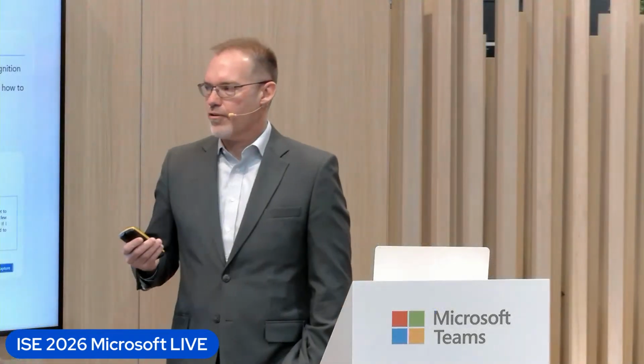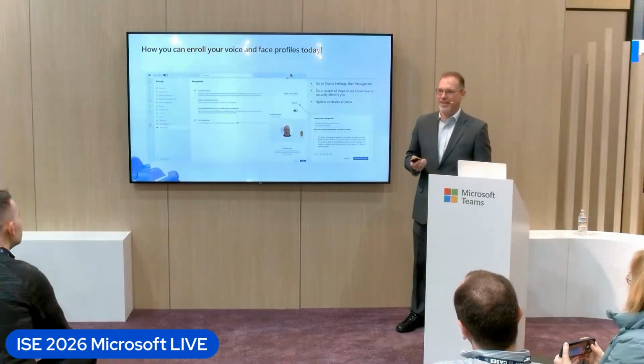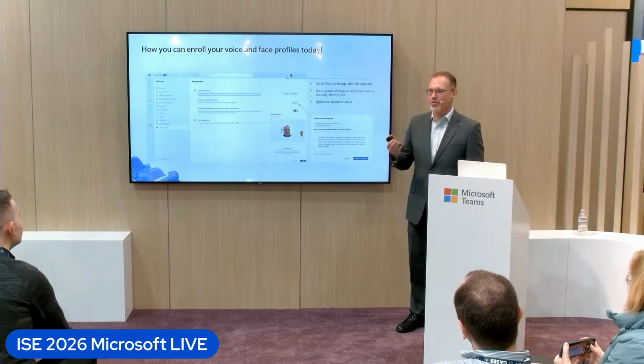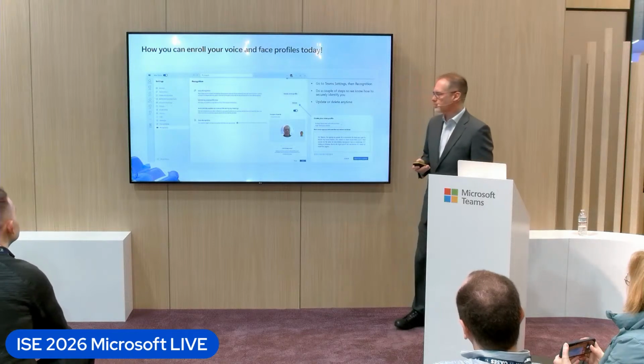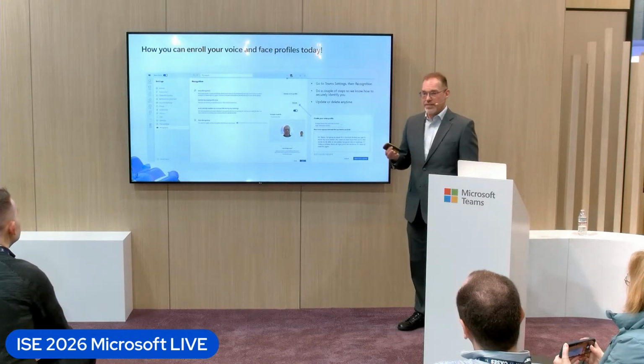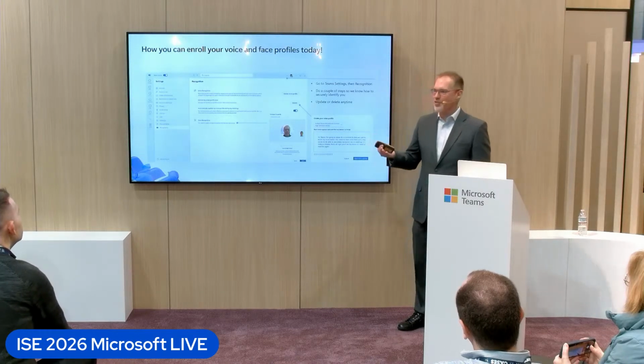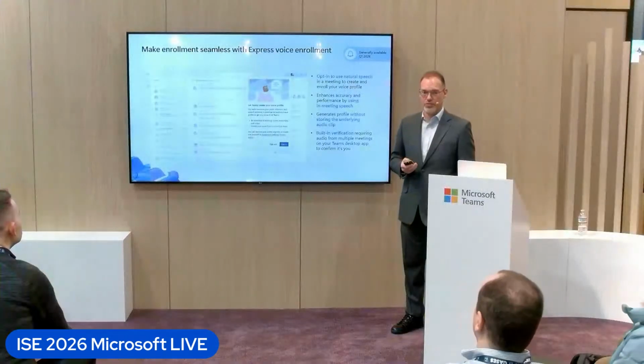And the same thing for a face. If you have any type of Face ID on your phone, it's a very similar process. We record the face and create that face signature for those users. We've heard feedback that sometimes it's a bit too difficult for users to find where this is, and so we're releasing in March a new type of enrollment that we call Express Voice Enrollment.